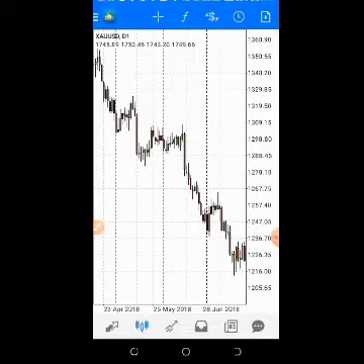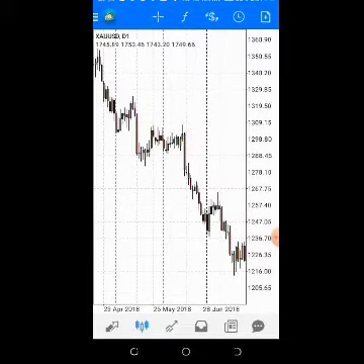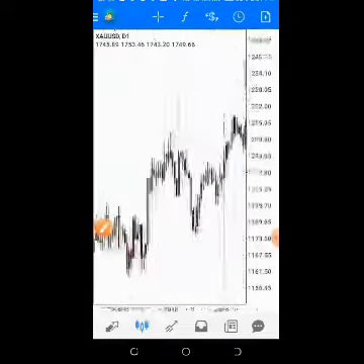Today I'll be teaching us the dynamic support and resistance zone. Is that okay? Now in the dynamic support and resistance, when the market is going on a downtrend, we draw the horizontal line, which is called the resistance line. That is if the market is in a downtrend.